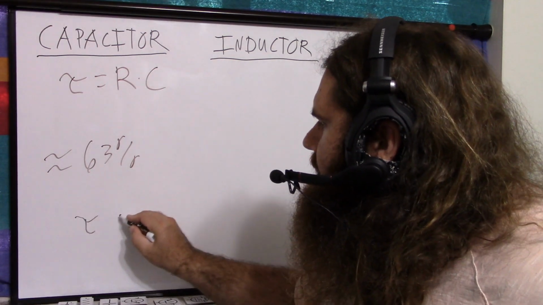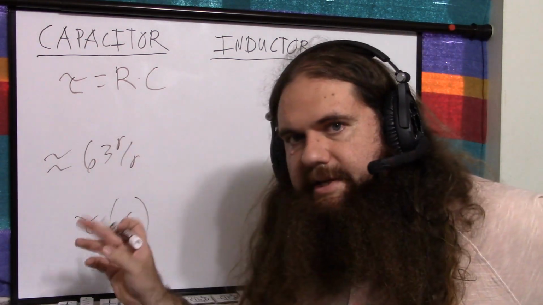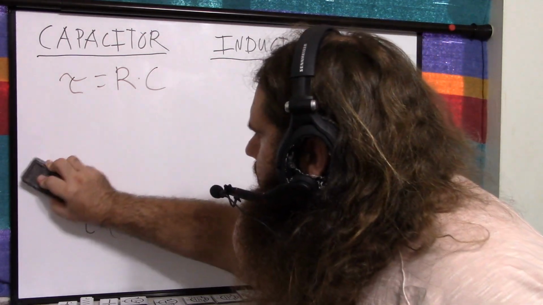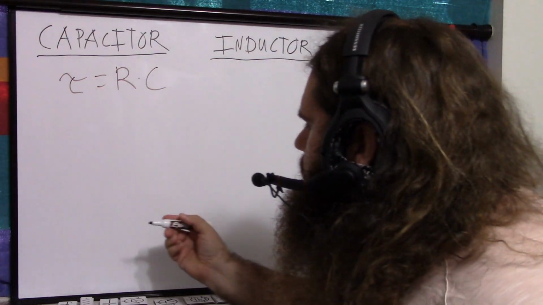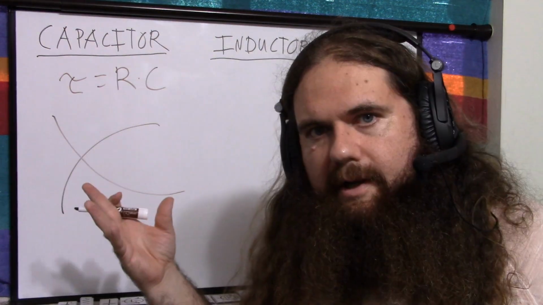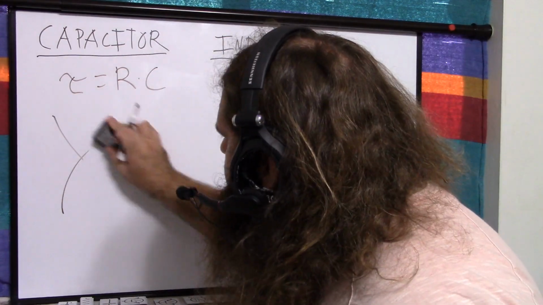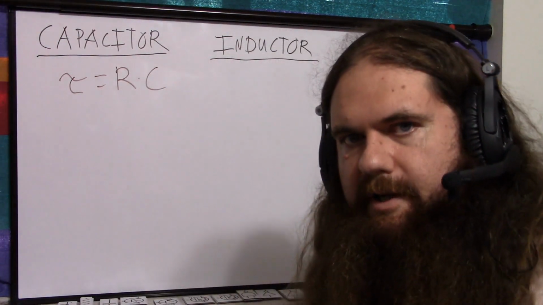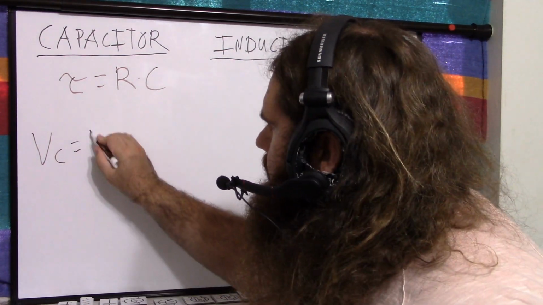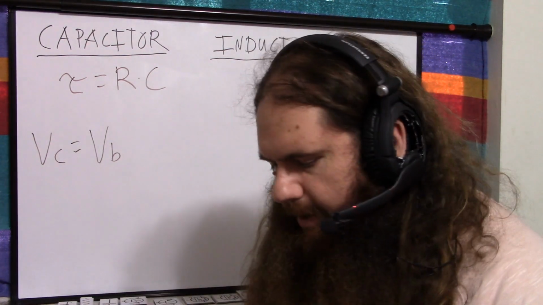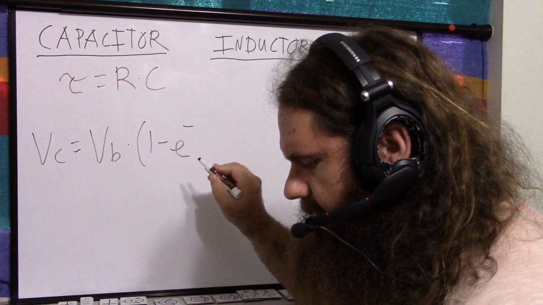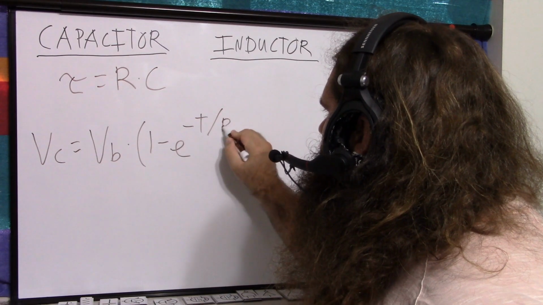So tau is in seconds. So R times C is the amount of time it takes to roughly get 63% charge from empty. And we can use that to make filters and such. And the charging curve is like that, and the discharging curve is like that, and there's the shape of it. Where does this come from? When you are charging a capacitor, the voltage on the capacitor equals the voltage of the source, we'll just say B for battery, times 1 minus e to the negative t divided by R times C.